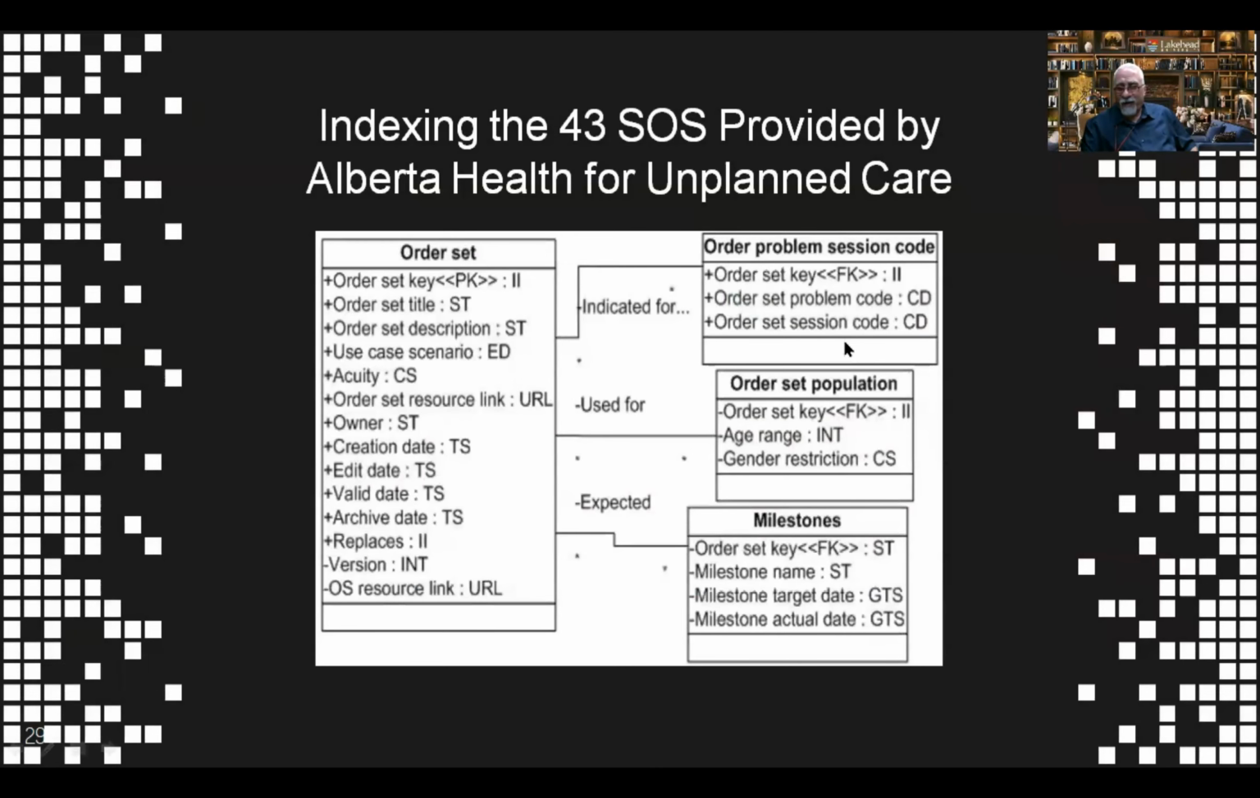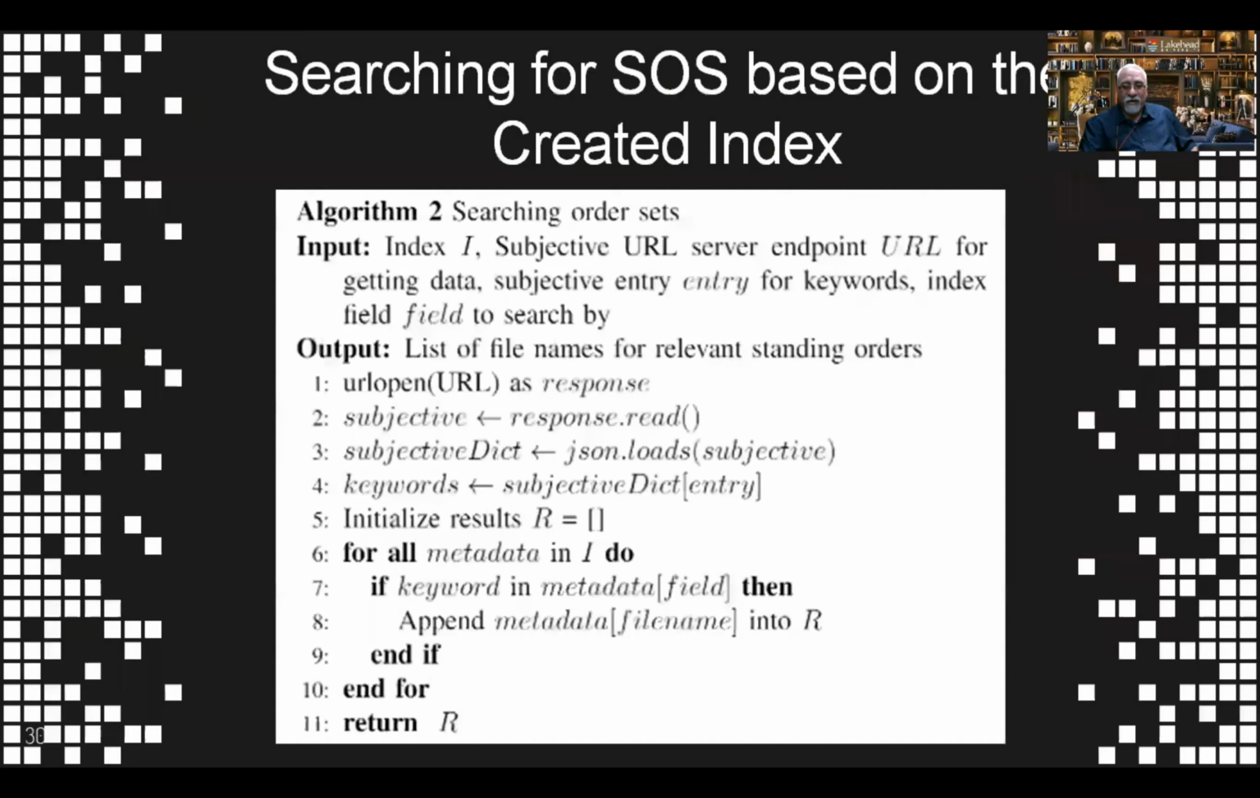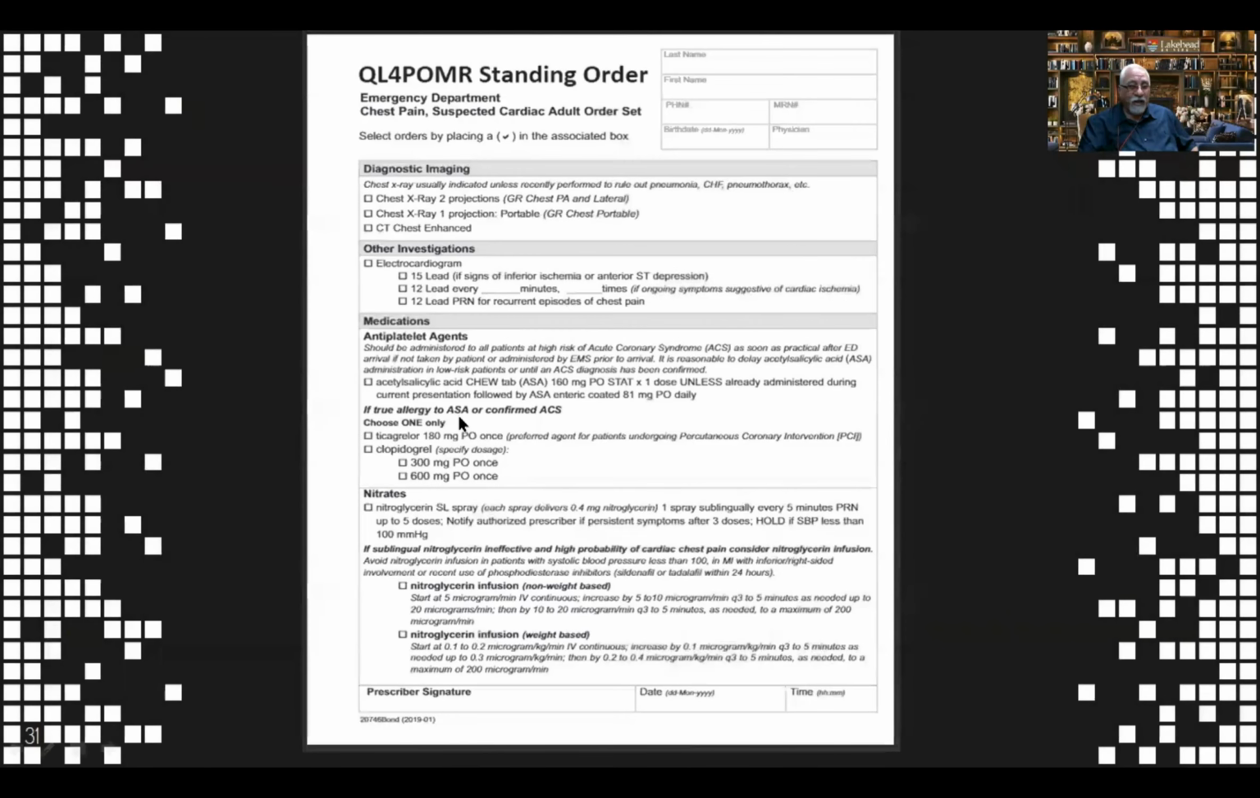What we have done in the background with BFF is we index them, and then we search according to the subjective that we have. If somebody has chest pain, then we will link to that physician order, and this is a kind of result that you will see immediately. It will generate a standing order for the physician, saying, in that case, these are the things. It will take whatever is possible, but it will leave the others, which the physician can change.